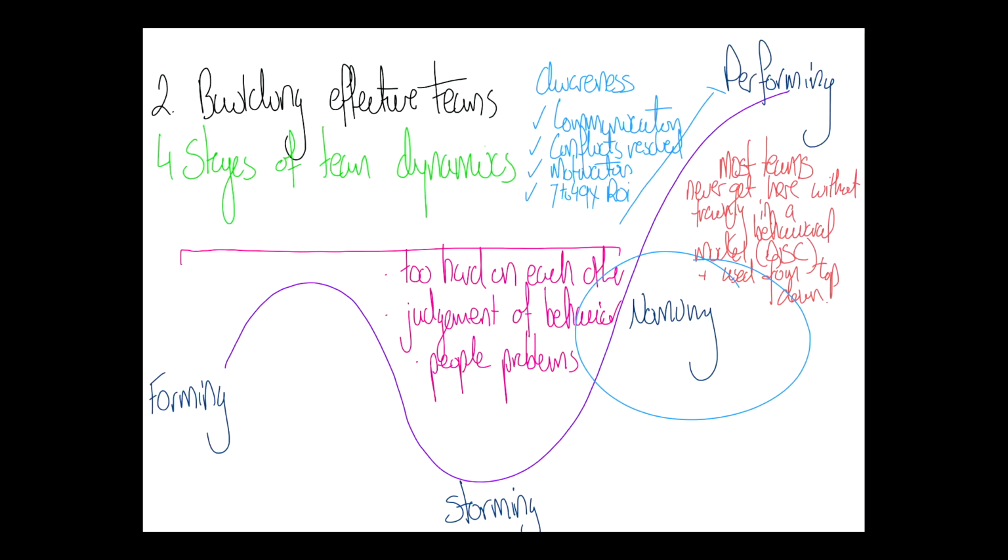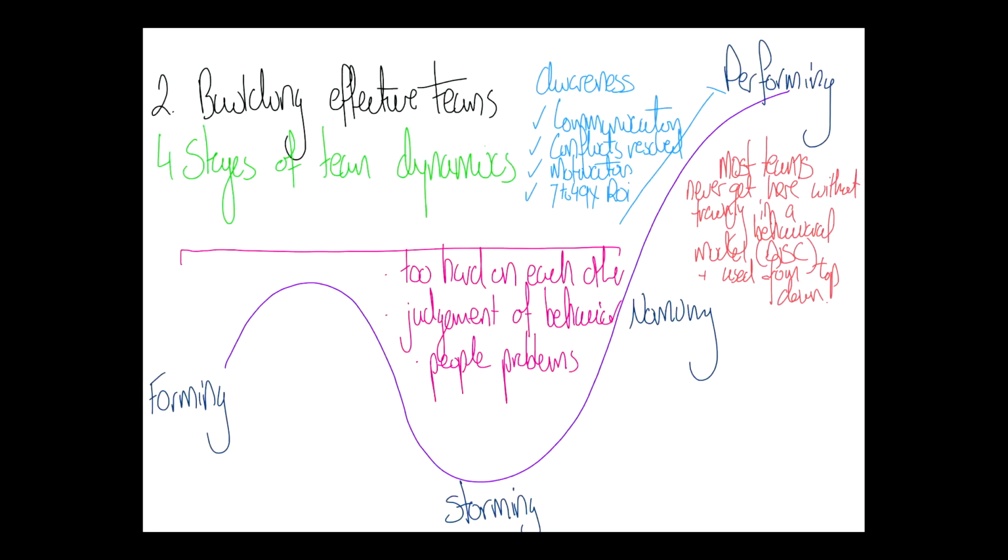the norming stage. Now, that's the third stage of group dynamics. Now, you can see by the name norming, it's just normal. Normal is average. Average is nothing special. And most teams get stuck at norming. They produce normal results. They get normal return on investments. They make the average amount of sales. But if you're watching this video, normal is not in your vocabulary.